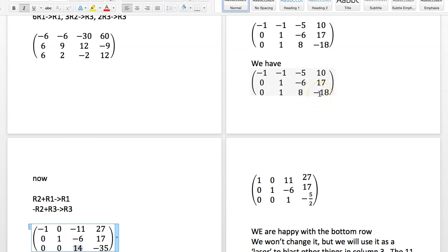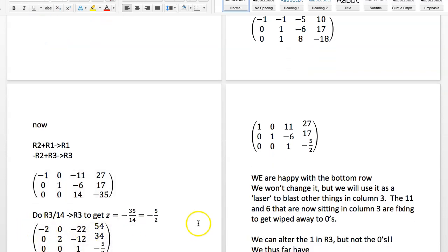Now be careful. Neg 18 minus 17, that makes you even further in the negative. That makes you neg 35. Okay. Hey, look at that. 0, 0, 14. That's nice. Now divide row 3 by 14. That's just going to give you 0, 0, 1, and a negative somebody. But that somebody is neg 35 over 14, and that somebody reduces correctly to neg 5 halves.